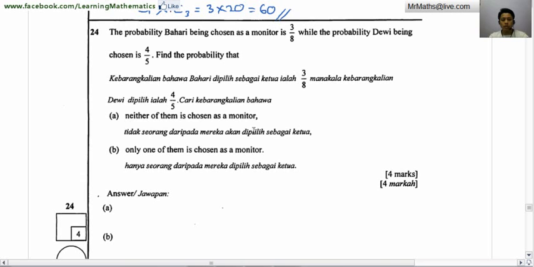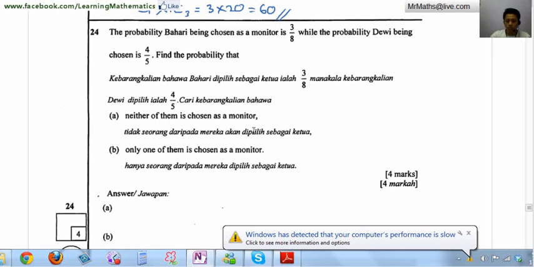Number 24 of the same trial paper, Johor, 2011 Maths, Paper 1. The probability Bahari being chosen as monitor is 3/8, while the probability Dewi being chosen is 4/5. Find the probability that neither of them is chosen as a monitor. So this is a probability question.